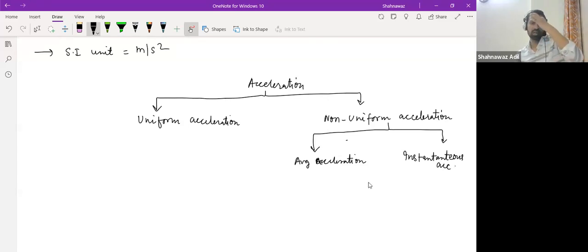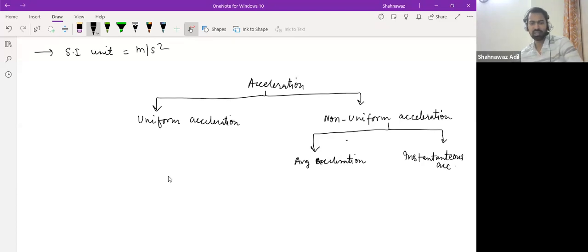As you can see, the definition would be the same, right? When the change of velocity in all of the journeys is the same, when we have equal change in velocity in equal intervals of time, that would be called a uniform acceleration.